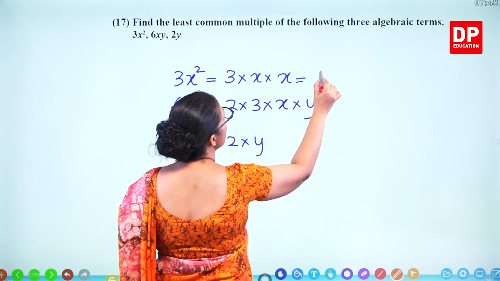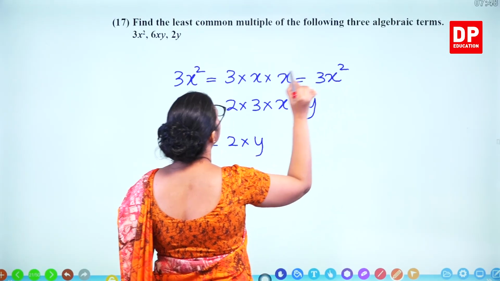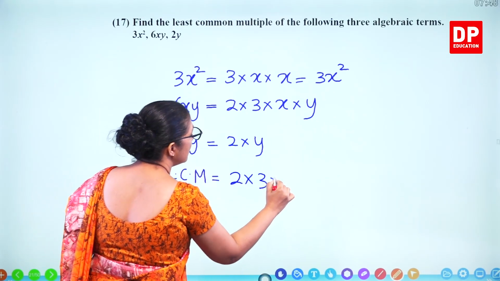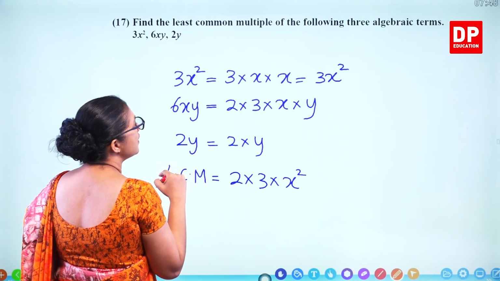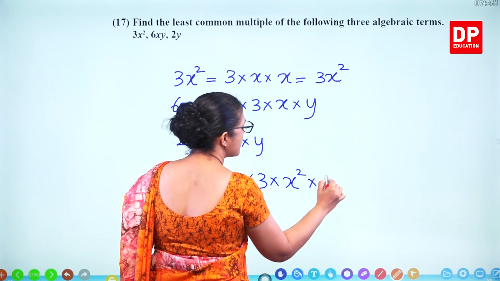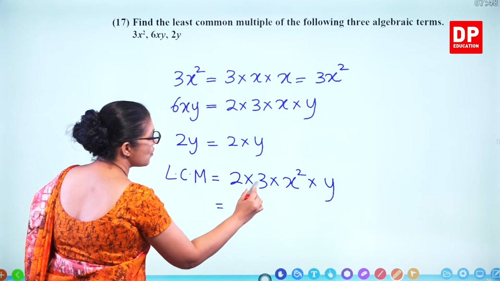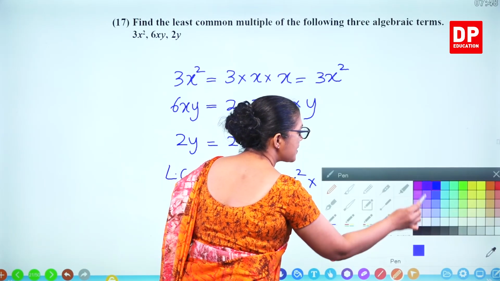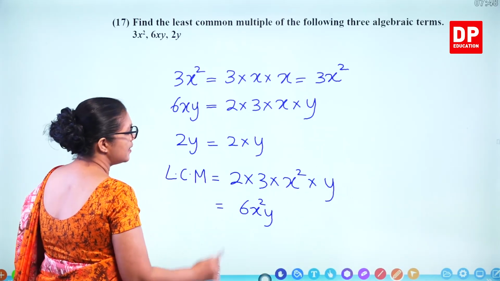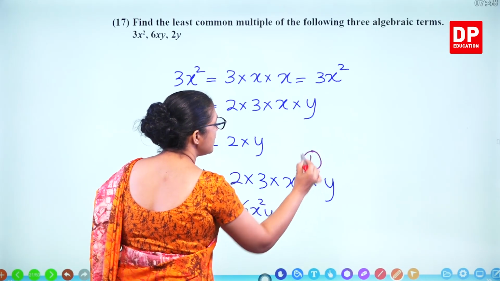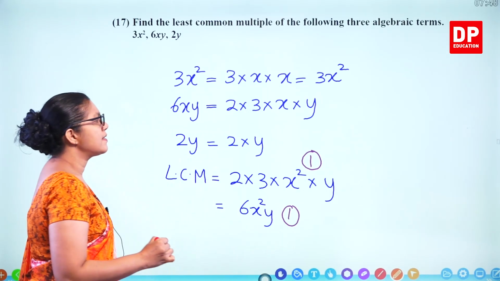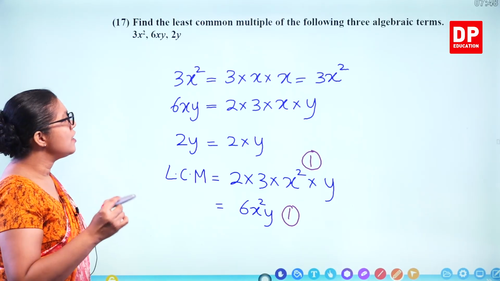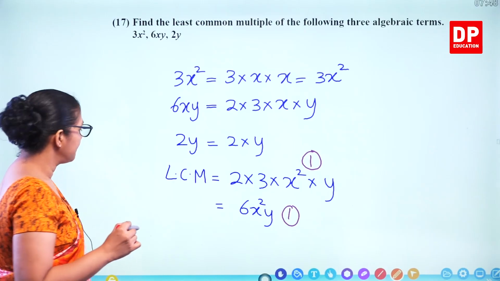Here, can you see this is 3x squared. X squared is the highest power there. Y only once. So 6x squared y is the lowest common multiple. You get 1 mark for this step and 1 mark for simplifying this. So you have to take the highest power for each distinct factor.